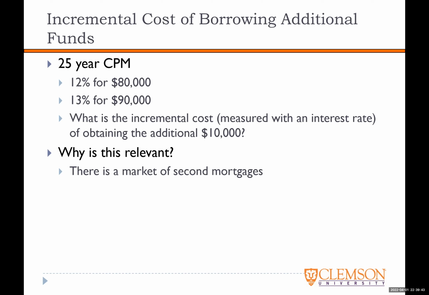So now the question is, what is the incremental cost of obtaining the additional $10,000? Although on paper, the interest rate only increased by 1%, we know that you would have to pay the additional 1% for the entire $90,000. So the effective rate for the additional $10,000 should be higher than 1%.